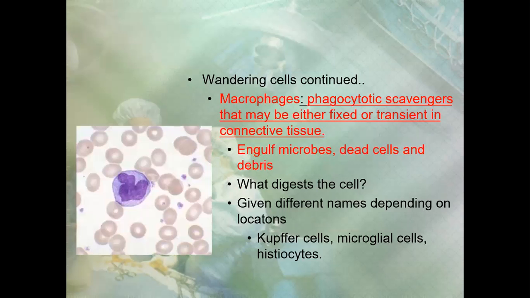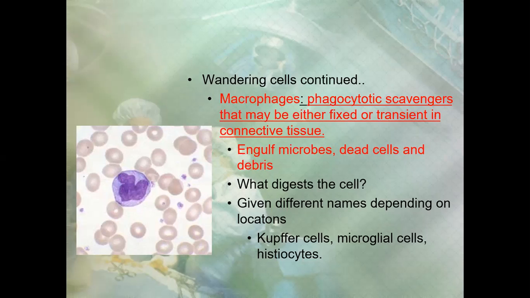So our macrophage, the big one is going to be the monocyte. But there are many, many other cells that also have this property of being able to engulf or phagocytize things: debris, dead cells, foreign invaders. Fixed and transient. They can be transient, meaning they move all over your body, but if they get to an area where they have to stay and do a job, they become fixed.